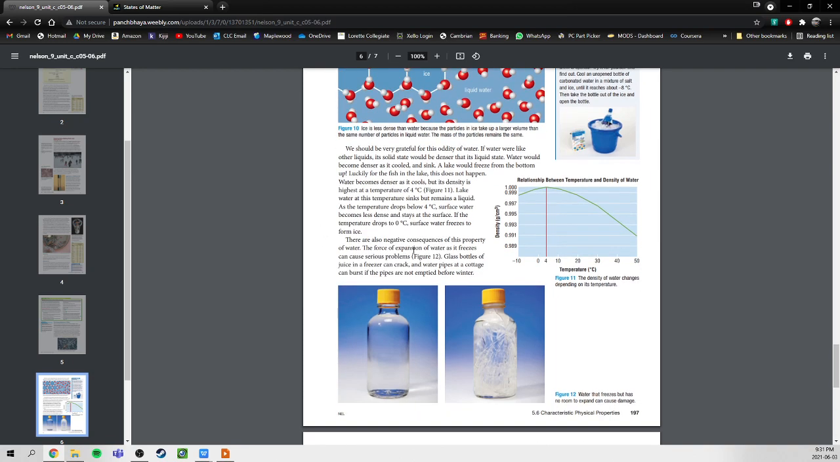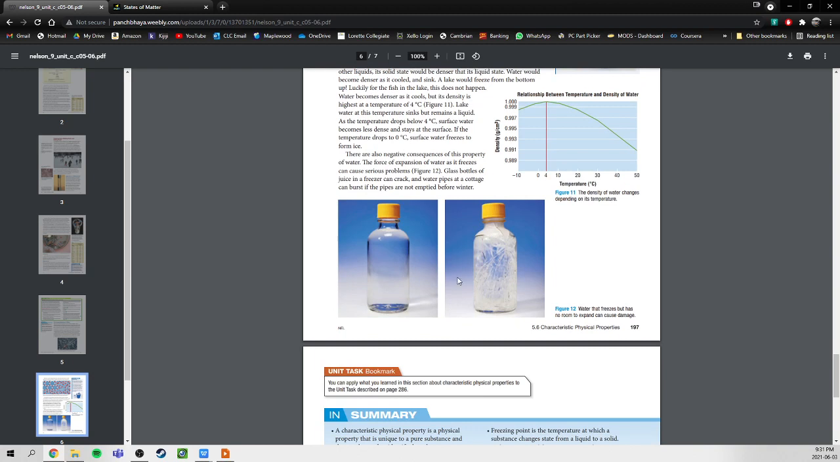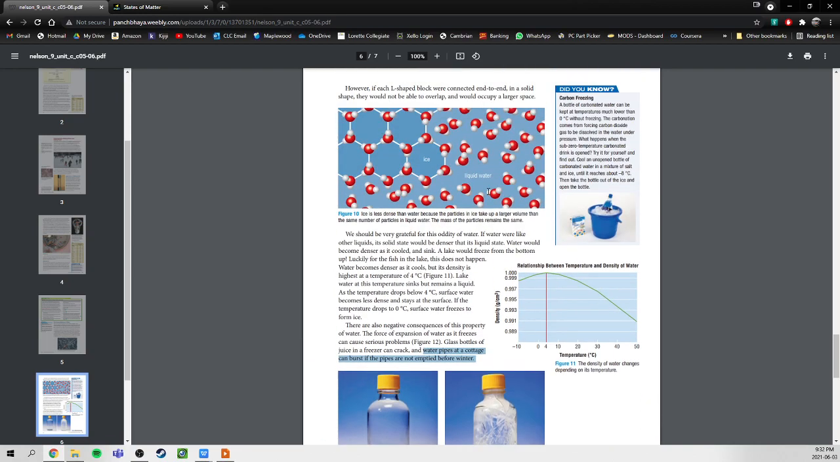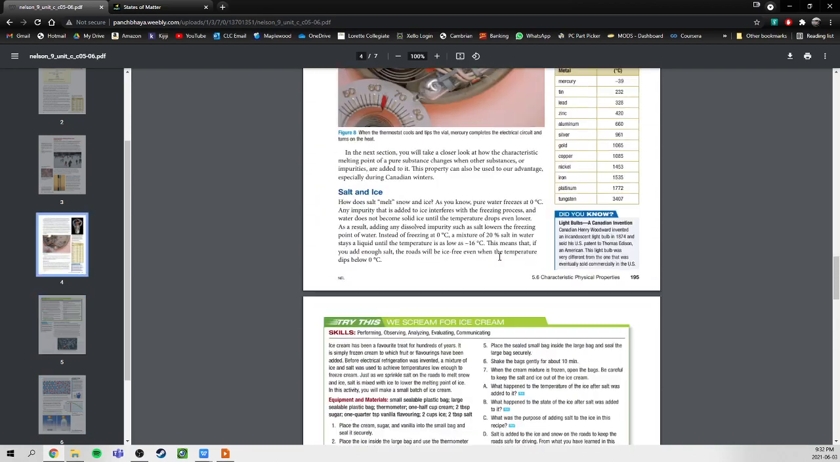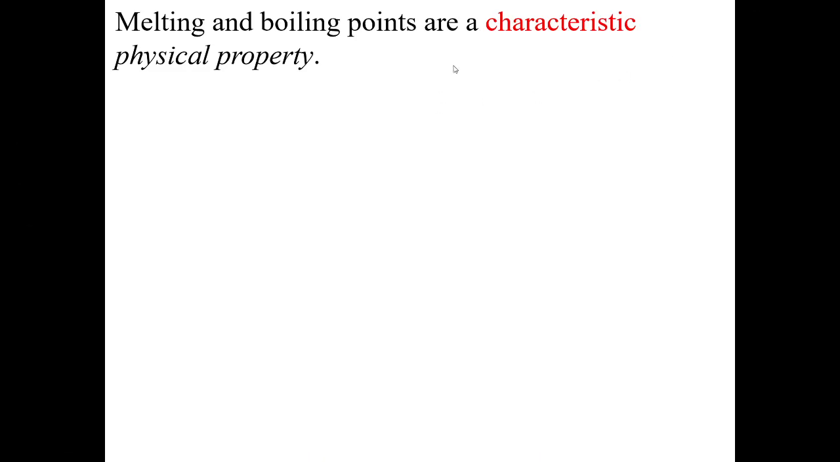Unfortunately, it does have some negative effects as well, such as if you try and freeze a glass bottle, it breaks because that water expands, especially if you don't give the water room to expand. So never freeze a glass bottle more than like 3/4 full, because as that water expands, it'll snap it. It'll break it. It's also why if you have a cottage or something like that, you need to empty out your water pipes before winter so they don't burst. Anyways, side note, but kind of important.